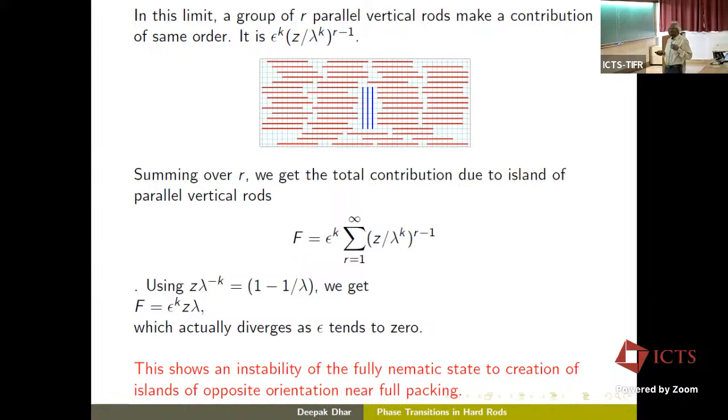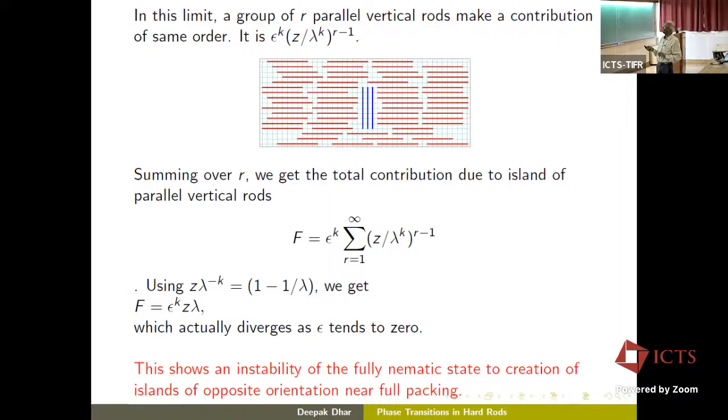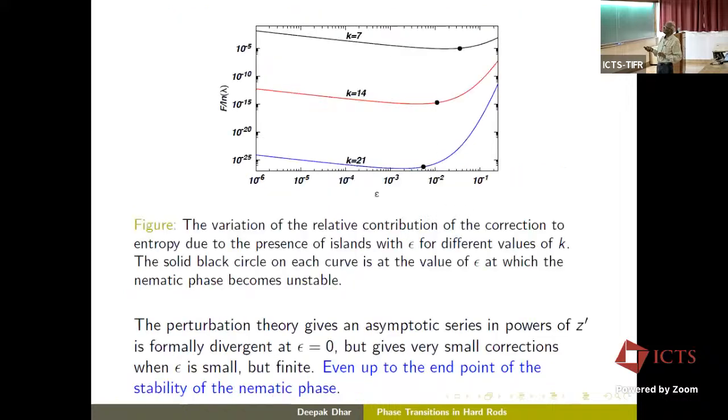Okay, so this shows the instability of the fully nematic state to creation of islands of opposite orientation near the full packing limit. Because if you go near the full packing limit, then the nematic state is not stable. So it shows you that there is an infinite amplitude of perturbation. But anyway, I plotted this f, which is the sum of all these terms, as a function of epsilon, numerically evaluated, and for k equal to 7, 14, 21.